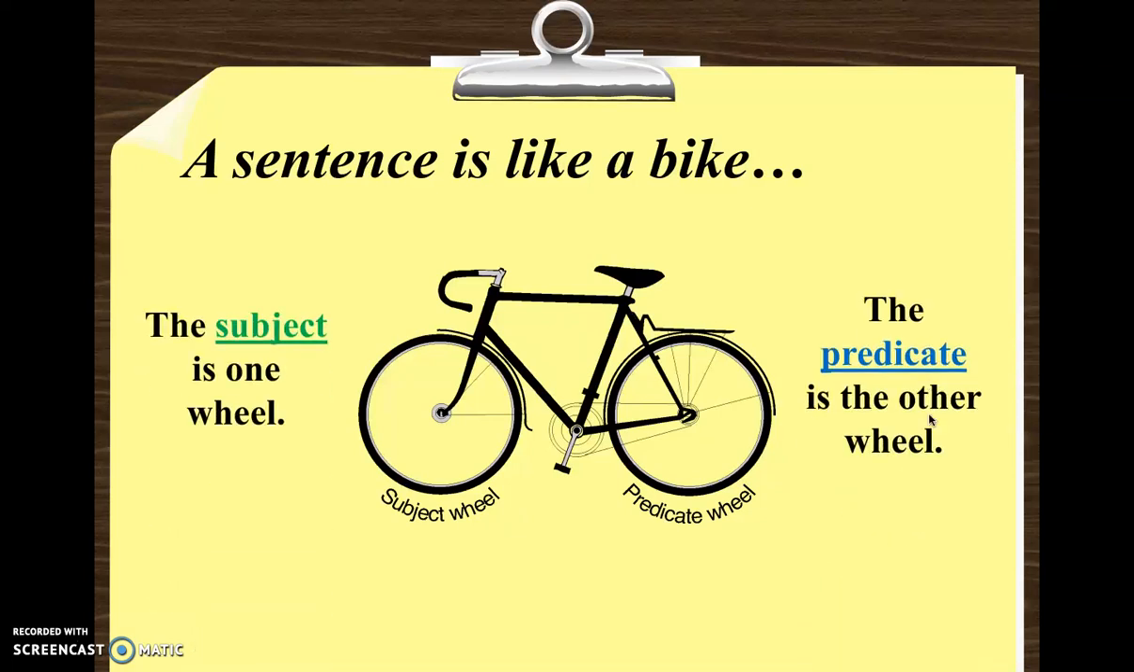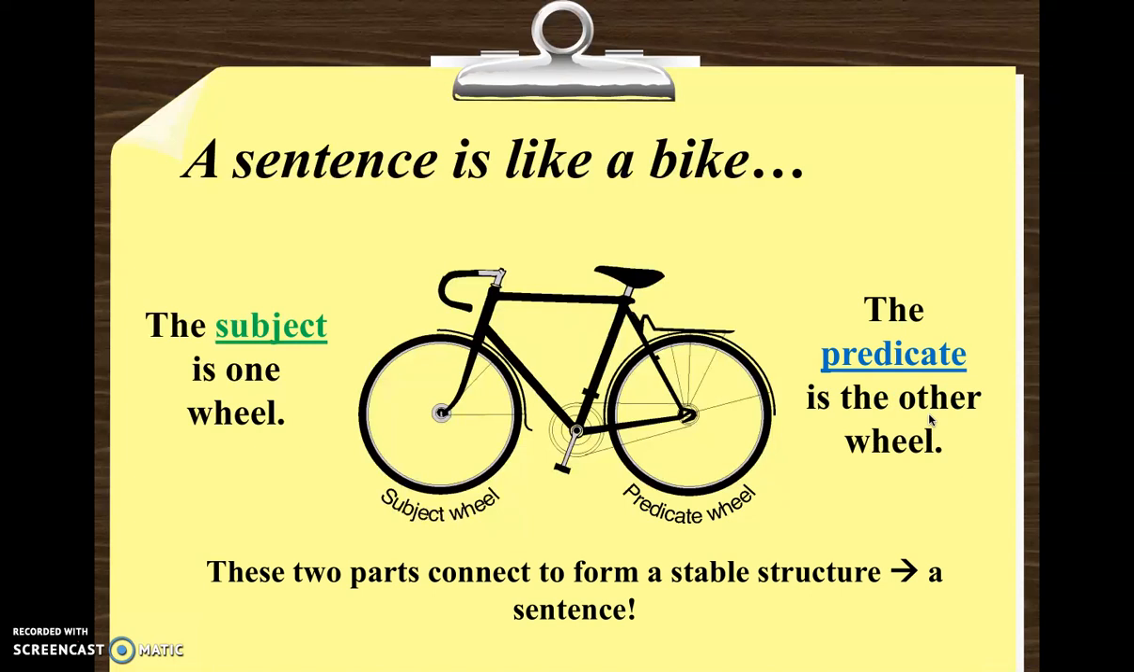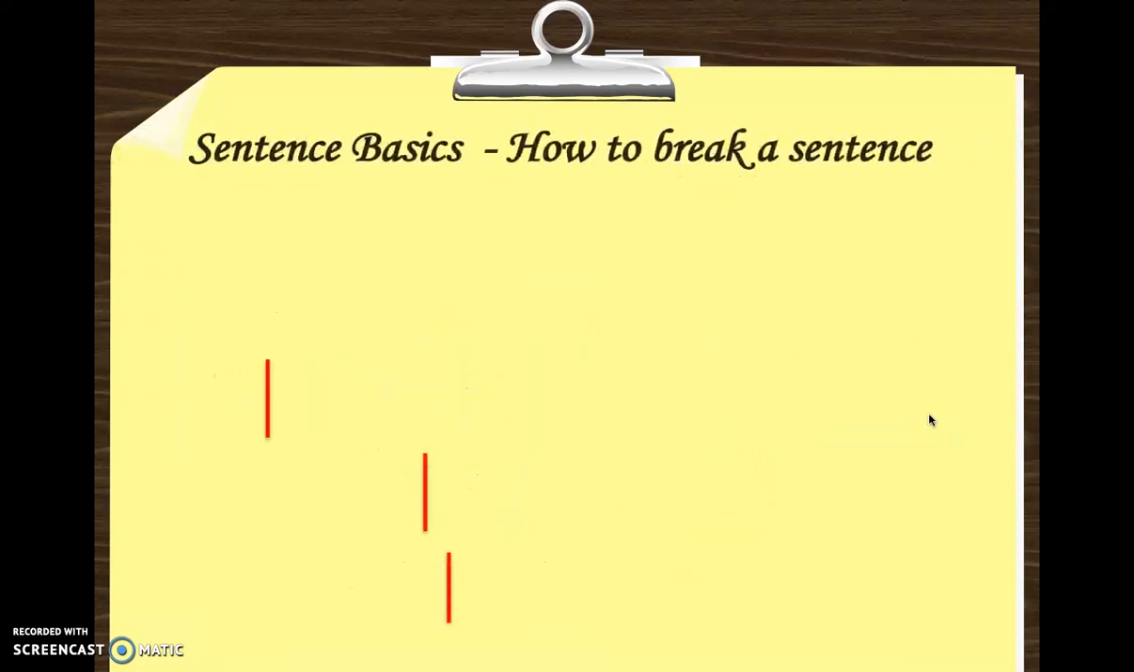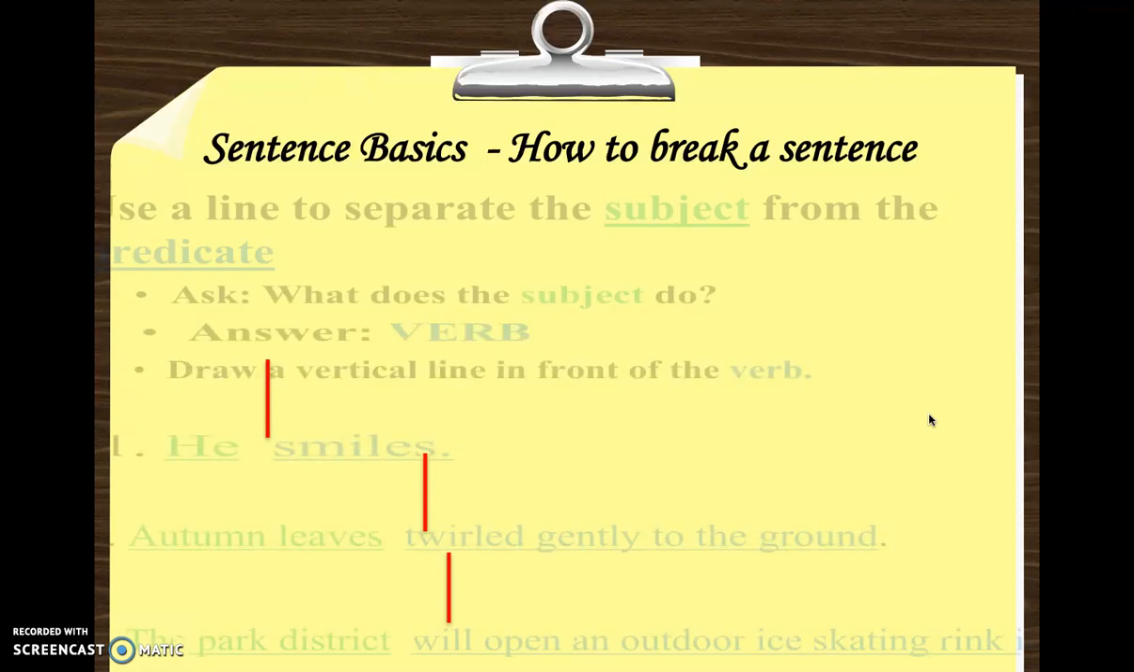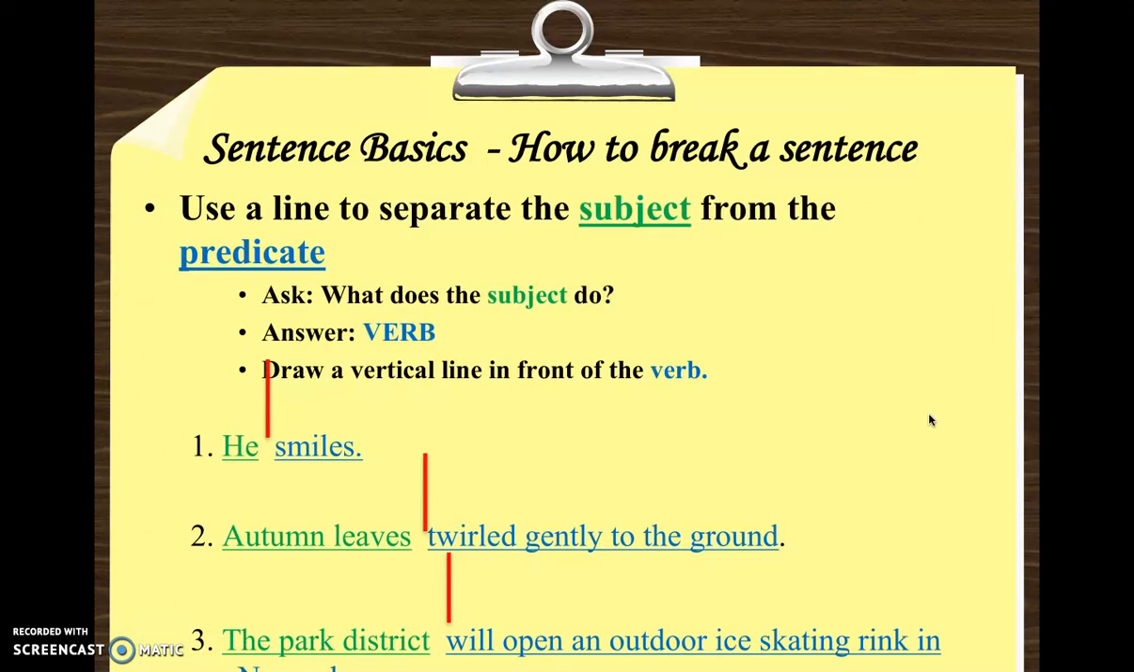So, I already said that. The sentence basics, you can break a sentence in two, one part being the subject and one part being the predicate. So what you'll want to do is you'll want to be able to find that place where everything to the left is the subject and everything to the right is the predicate.